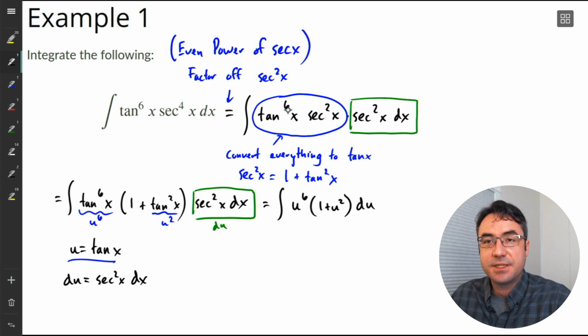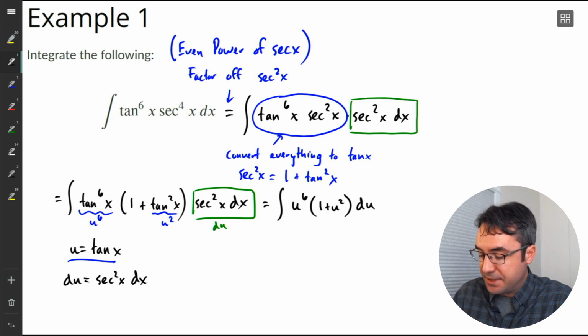So this tangent to the 6, that's fine, but we had to do something with that secant squared. And what we did is use that trig identity to convert it into 1 plus tangent squared. And so once we get rid of all the remaining secant terms here, now everything's in terms of tangent, we can go through and actually do our substitution that we wanted to do. So we're going to let u equal tangent. That means du is secant squared x dx.